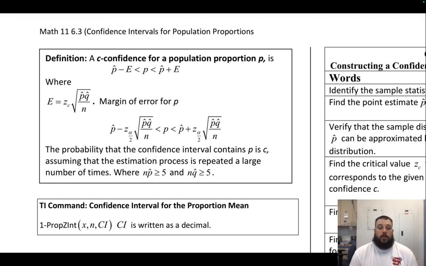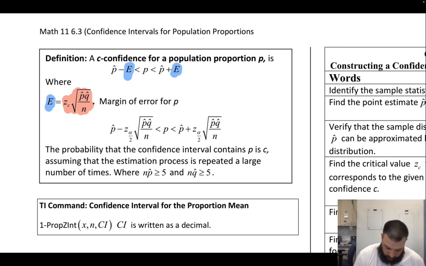All right, so now looking at how we create our confidence interval for a population proportion. Similar to what we've seen before, we have our p hat plus or minus our margin of error. E is defined as this formula here, with our critical value, p hat, and n. Then we add and subtract that value to get our endpoints.